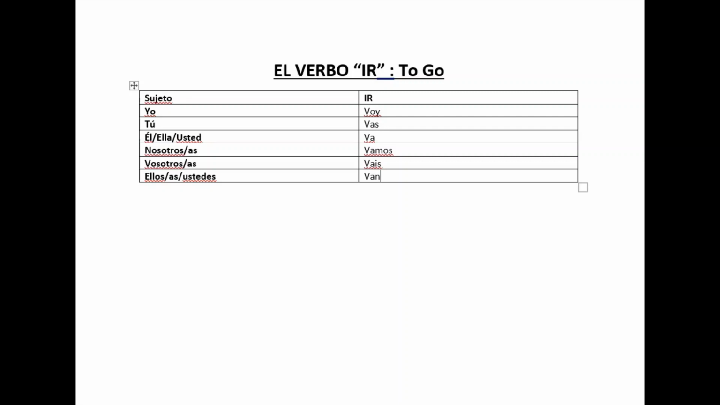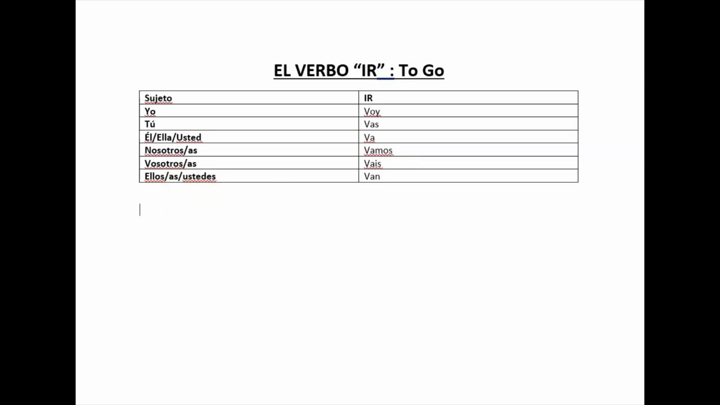So the conjugation, as I have told you, shows that ir is a completely irregular verb. If you look at the verb, you see that the conjugations do not match with the basic form of the verb. The conjugation of the verb is yo voy, tú vas, él, ella, usted va, nosotros vamos, vosotros vais, and ellos, ellas, ustedes van.